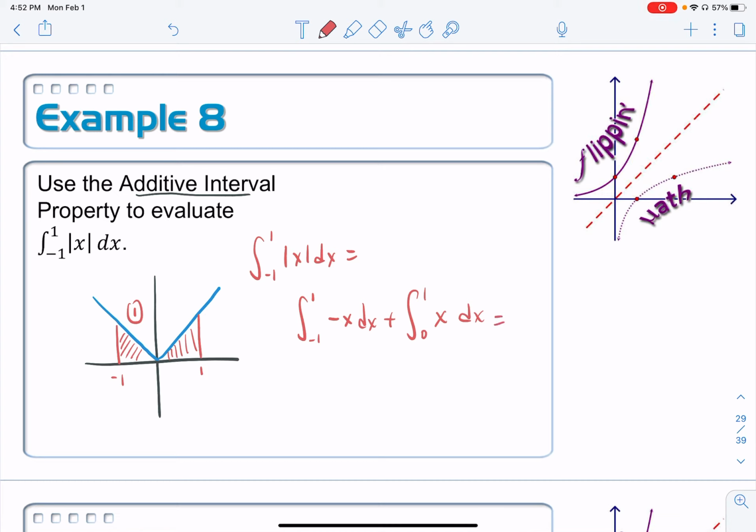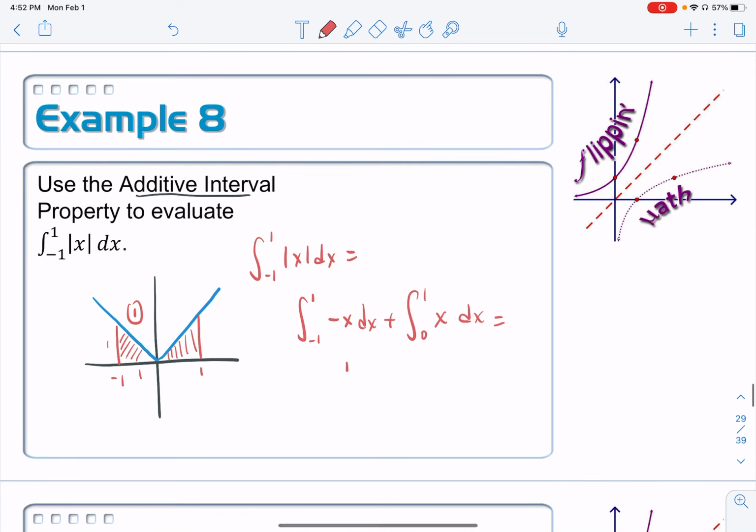And then, of course, I would not turn this into a limit of a Riemann sum. Instead, I would just geometrically find the area of each of these pieces. This is a 1 by 1 triangle, so its area must be a half. I got a half plus, I got another half on the other side here to get a total area of 1. So there we go.